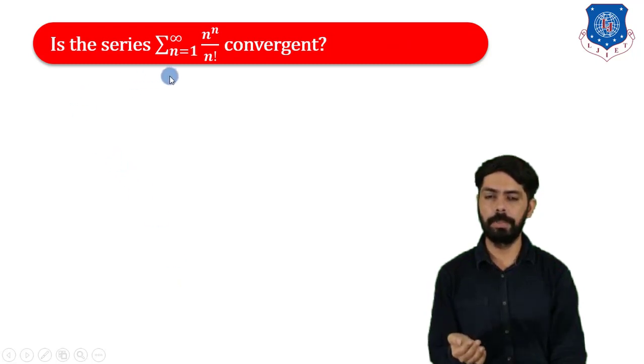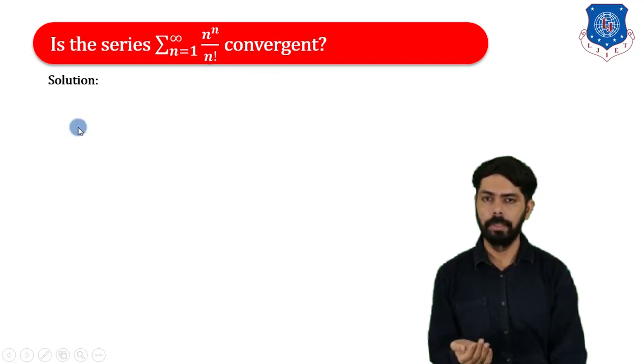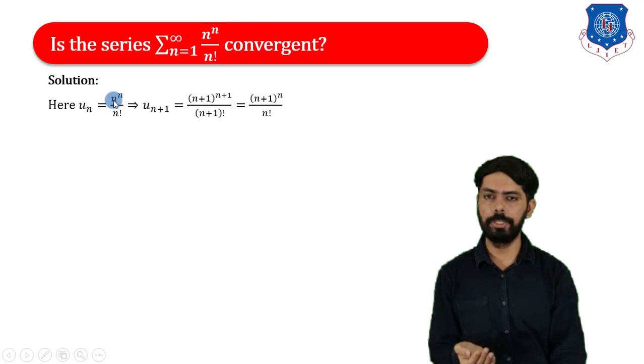Is the series sigma n equal to 1 to infinite n raised to n divided by n factorial convergent? So here un is equal to n raised to n divided by n factorial. Now we will find out un plus 1. So for that we will replace n by n plus 1 in un. So it will be n plus 1 whole raised to n plus 1 divided by n plus 1 factorial.